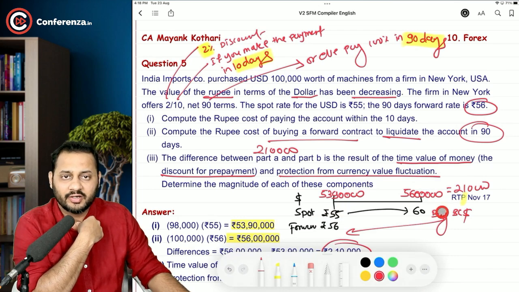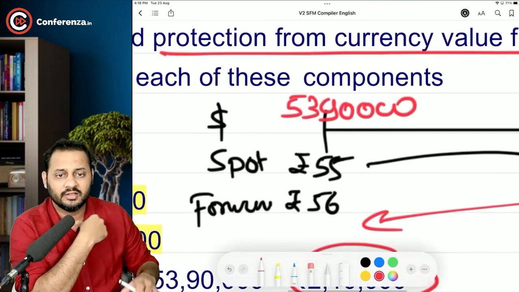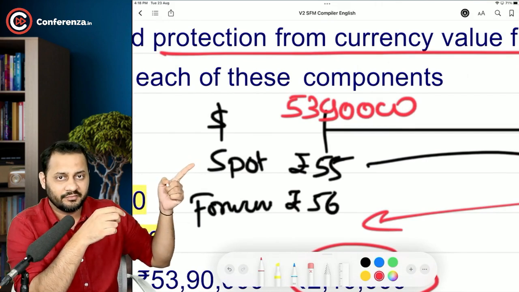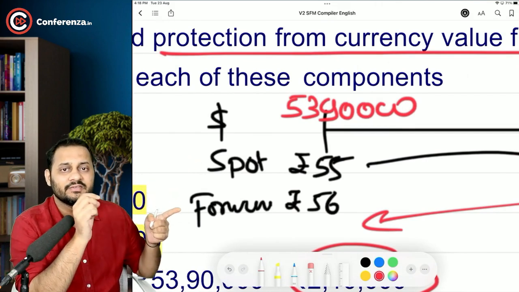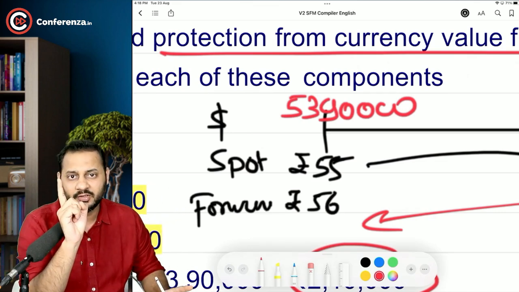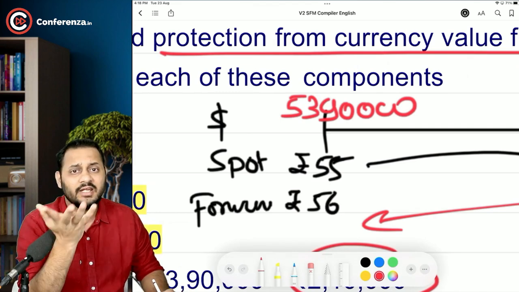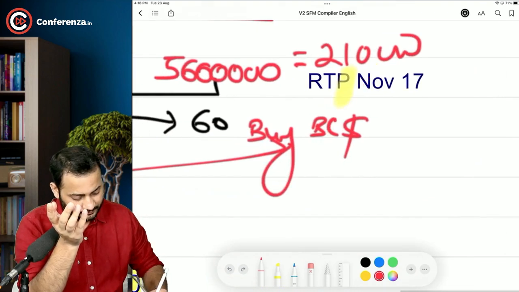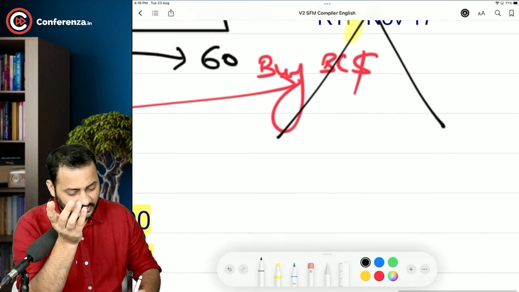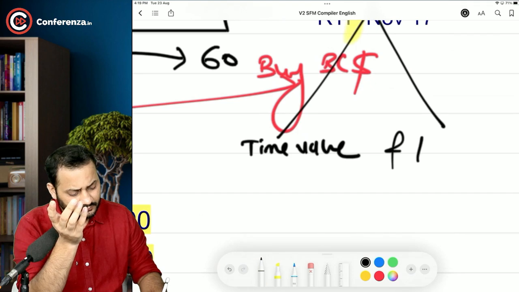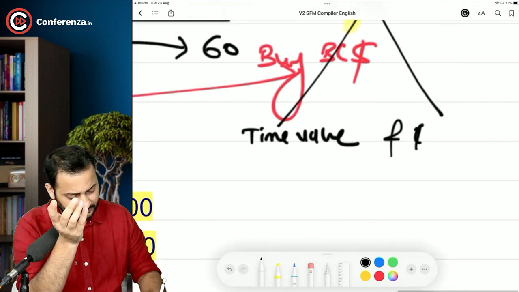Because you are not waiting for 90 days and you are just entering into a forward contract. So if you practically look at the transaction, if you make the payment today, the rate is 55. If you make the payment after 90 days, the rate is 56. So protection from the currency value fluctuation is 1 rupee only. 1 rupee on every dollar. That's 1 lakh rupees. Out of 2 lakh 10,000, you can divide the difference into time value and currency fluctuation.